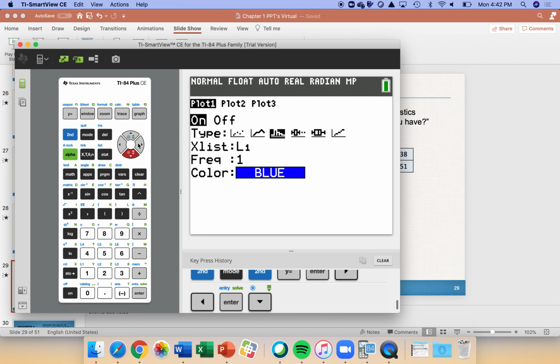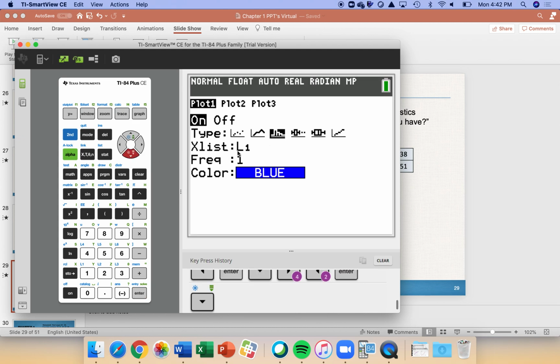If you look at all of the pictures, there's one picture that looks like a bar graph or a histogram, and that is the one that we want. So you want to highlight it and hit enter. When you do that, you're going to have the opportunity to change what's called your X list. Your X list is your X axis. It wants to know where is your data.